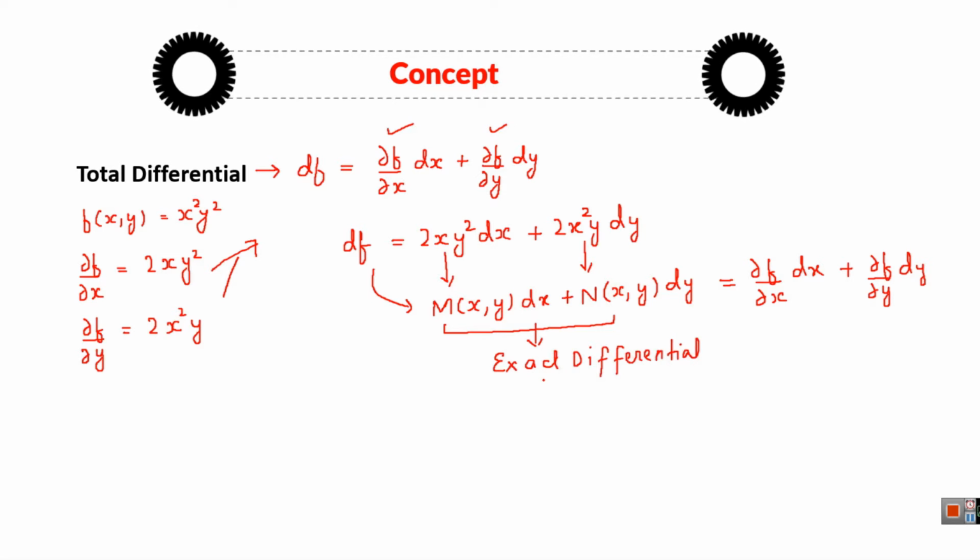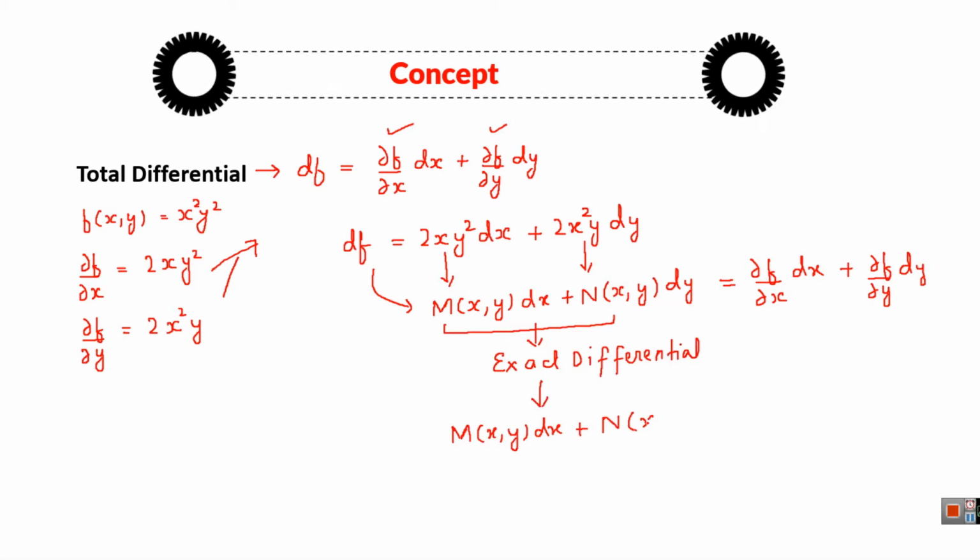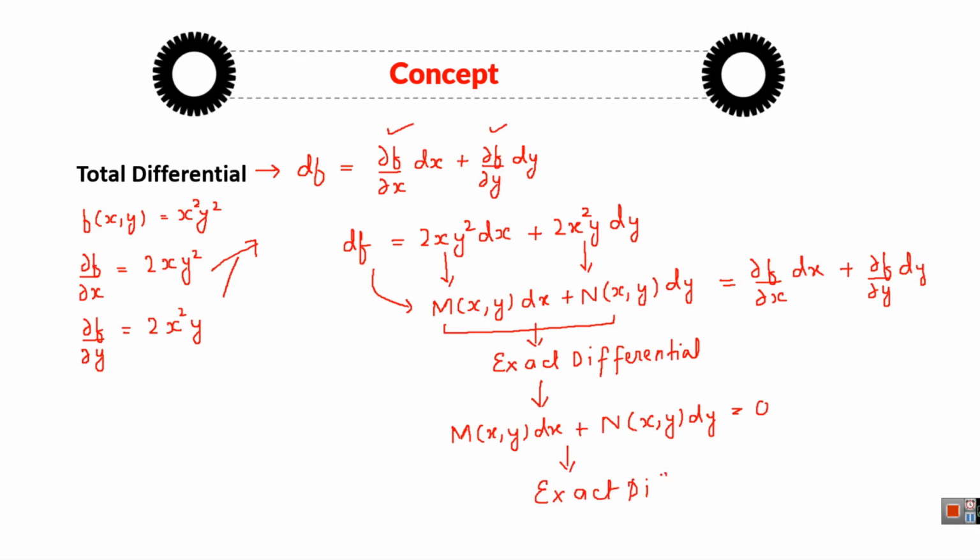And if we put that exact differential equal to 0, that is M, a function of x and y, dx plus N, a function of x and y, dy equals 0, then this equation will be called our exact differential equation. So this is basically the major concept of exact differential equation.